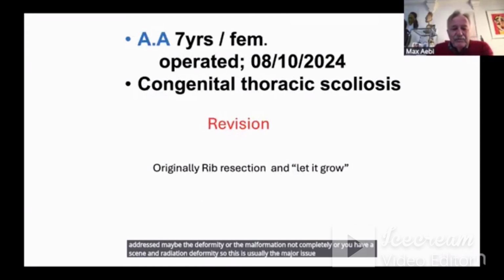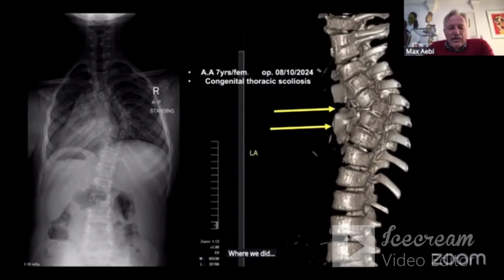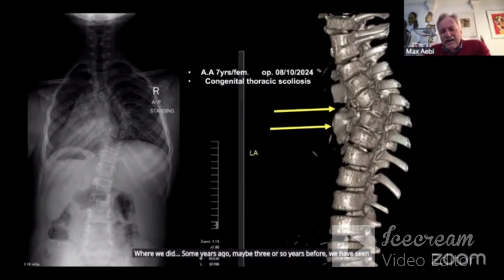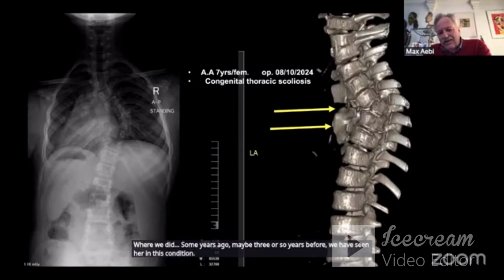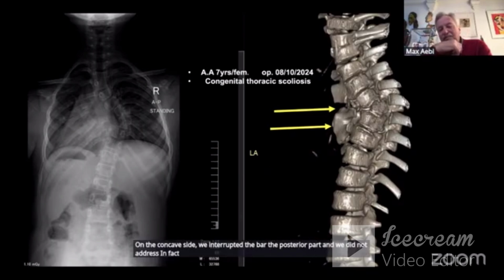Here is an example of a patient where we saw her in this condition some years ago, maybe 3 or so years before. We did a resection of the ribs. She had significant rib fusions on the concave side. We interrupted the bar, the posterior bar, and we did not address, in fact, this hemivertebra, which you can see on the convex side.